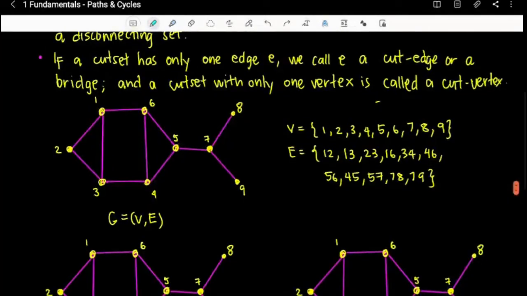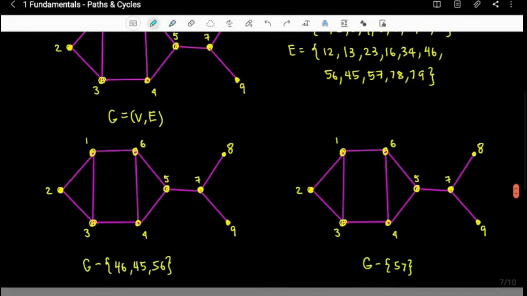Okay. So, for example, if we remove edges 4-6, 4-5, and 5-6. No, that's not 4-6. That's 4-5. This is 4-6, and this is 5-6. So, after deleting the 3, naging disconnected yung graph natin. So, that's a disconnecting set. So, if we delete 5-7, na-disconnect yung set, so that's also a disconnecting set.